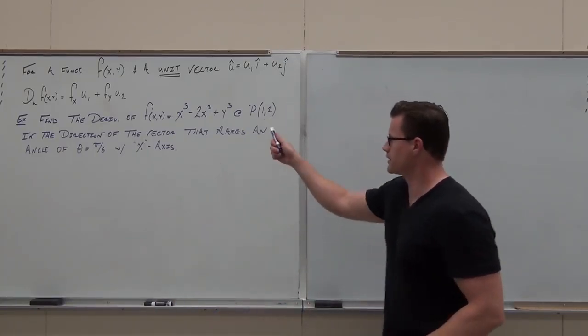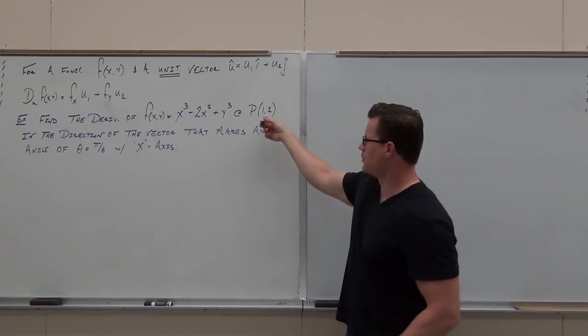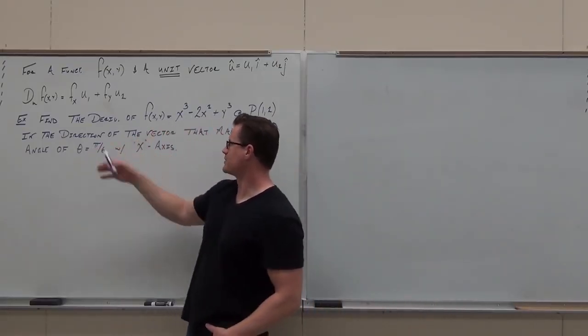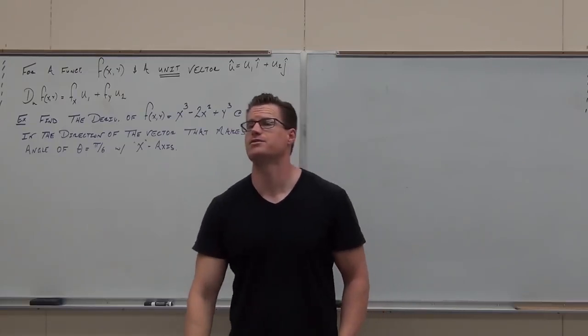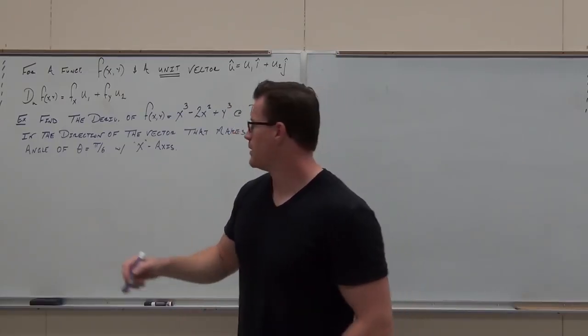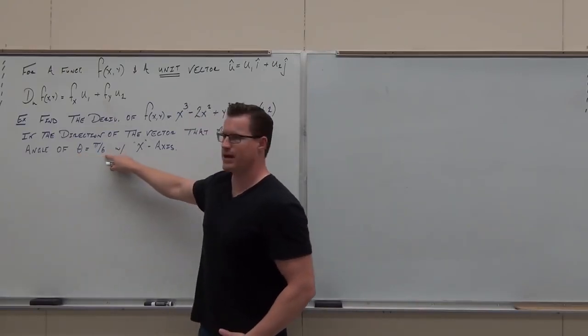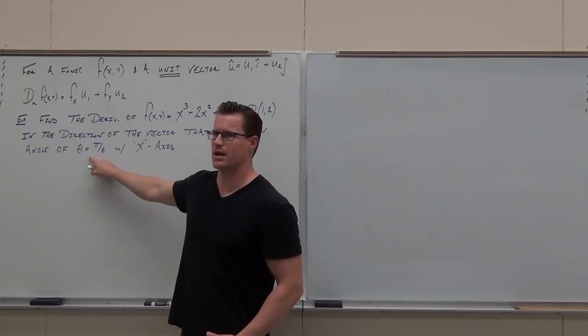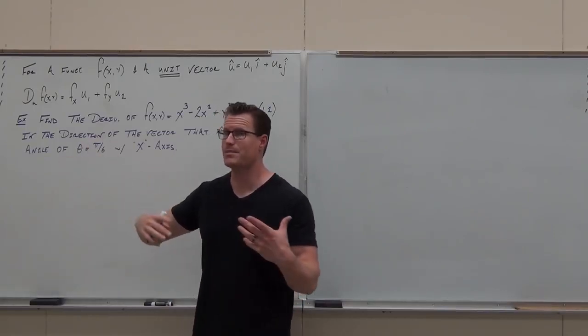Find a derivative of that thing at that point in the direction of the vector that makes an angle of that with the x-axis. Now, we haven't talked about this very much, but if you remember, there was a way to find a unit vector when I gave you an angle. Do you remember how to do that? It was a long time ago, like chapter 11 stuff, way back.